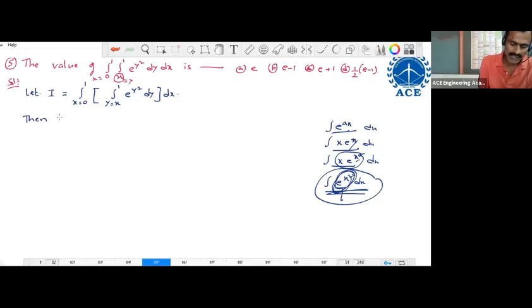Now first we take the given limits. x equal to 0 to x equal to 1, y equal to x to y equal to 1. These are the given limits.